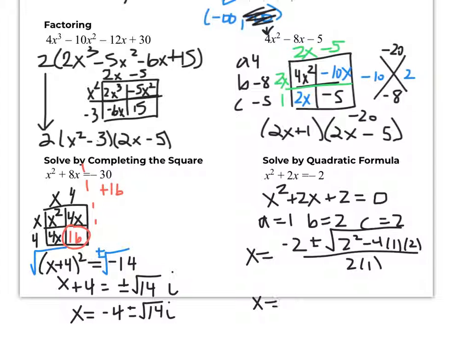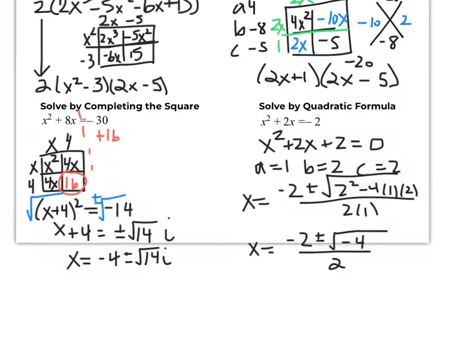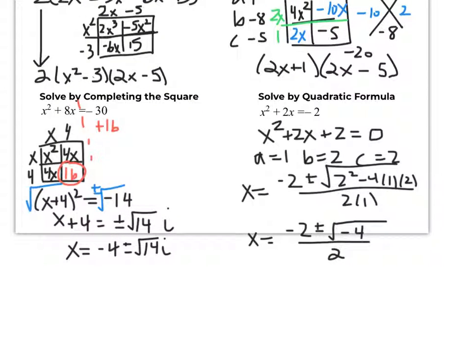All right, x equals negative 2 plus or minus the square root of 4 minus 8, which would be negative 4. Oh, I wrote a decent problem. Over 2. All right. So simplify, I get x equals negative 2 plus or minus the square root of negative 4, which is going to be 2i, over 2, and everything is divisible by 2, so this is going to simplify to negative 1 plus or minus i. That was a really weird i, but we'll go with it.